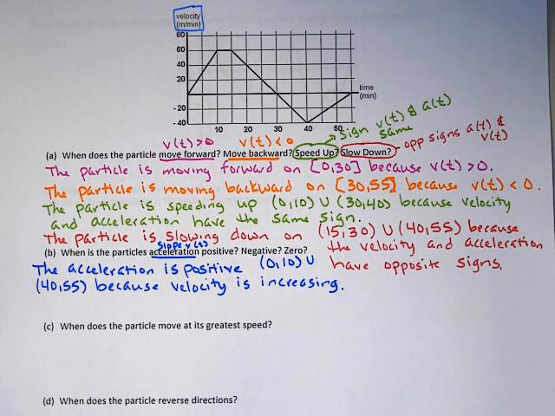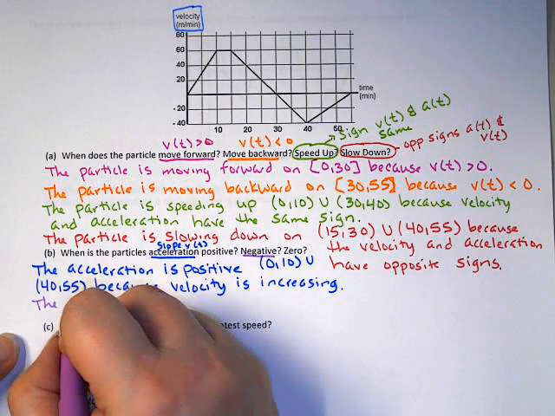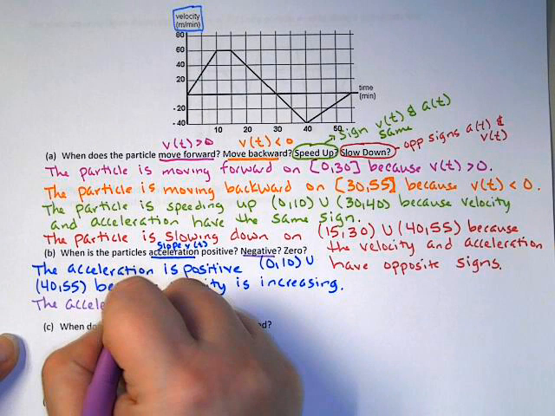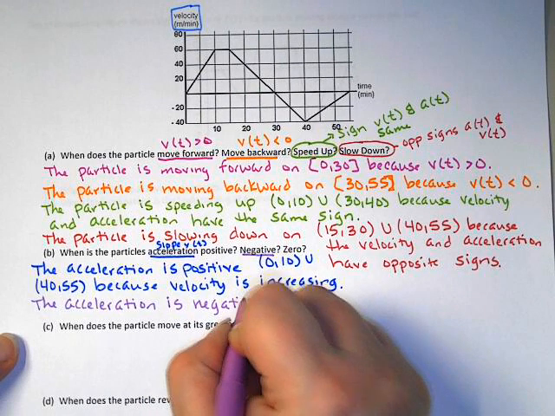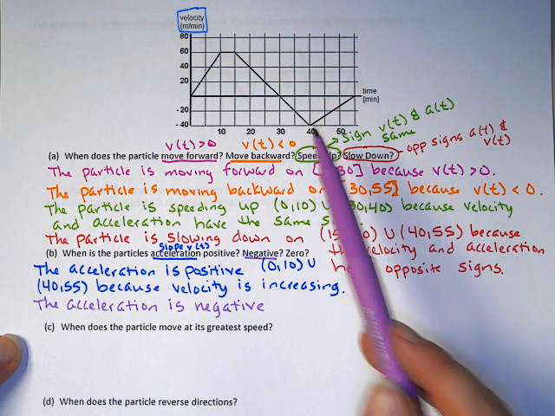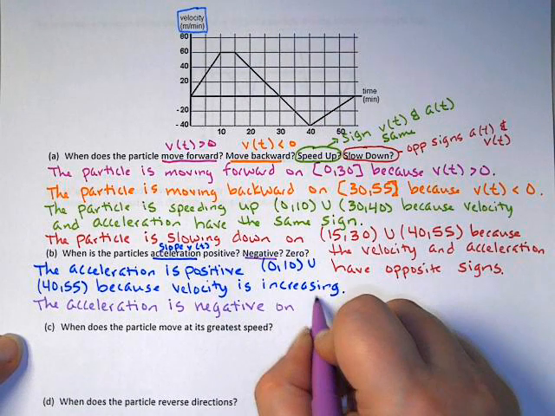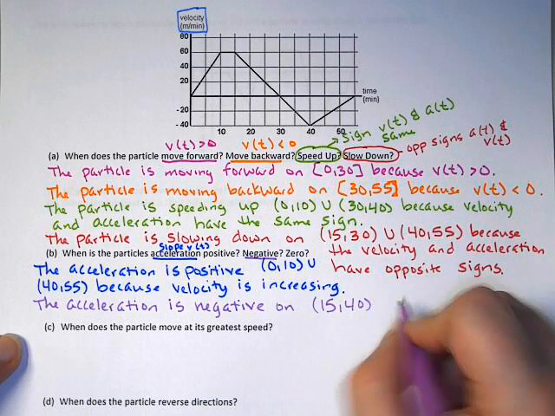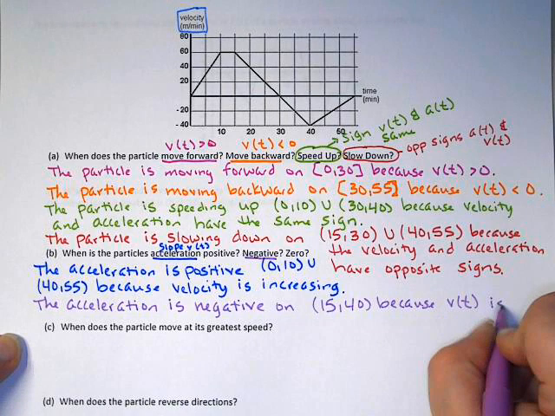Which means if I want to know where the acceleration is negative, it means that I need to look for where the velocity is decreasing. So acceleration is negative anywhere that the function velocity here is decreasing. So from 15 to 40, acceleration is negative on the interval from 15 to 40 because velocity, v of t, is decreasing.